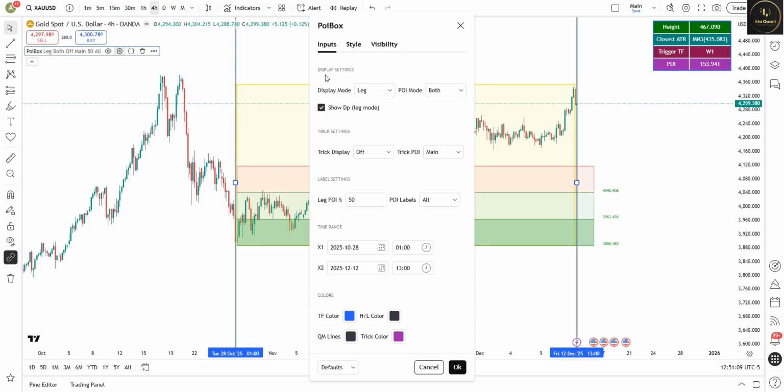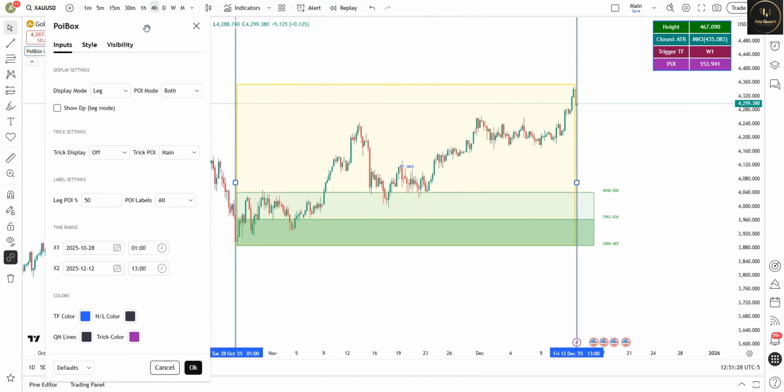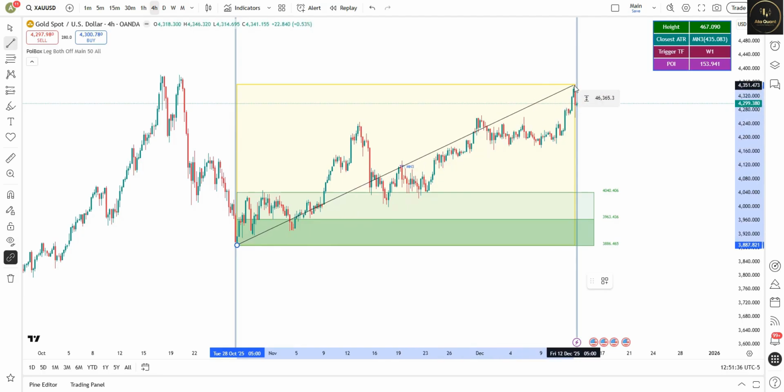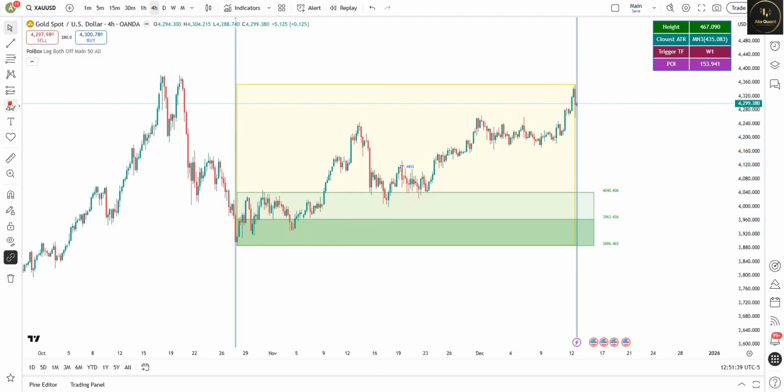The first option is display settings, which is in the display mode. We have three different modes: main BoS mode, leg mode, and also all IDM. First, I'll explain the leg mode for you. In leg mode, we also have an option called DP, which I'll turn off now so it won't be visible in leg mode. When you set it to leg mode, the highlighted area distinctly tells you that from this point to this other point, you have a significant bullish move.